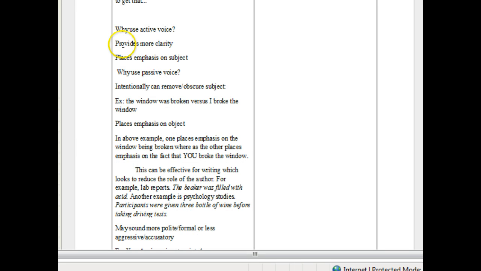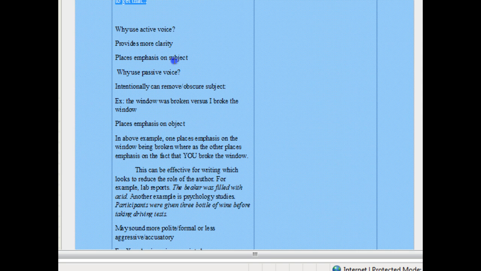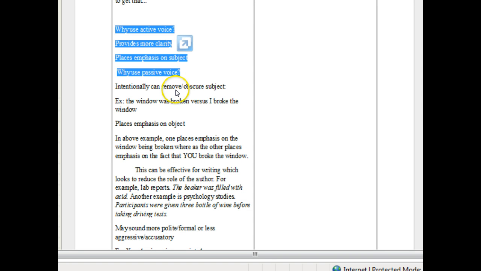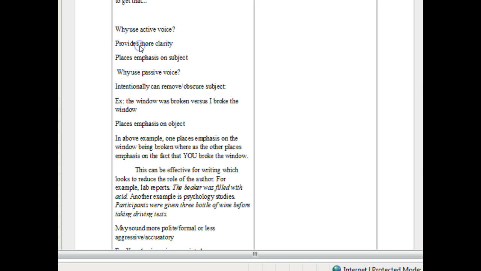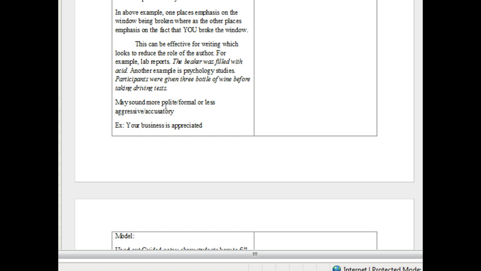All right. So then you have, don't forget to prompt the kids to take notes, right? So why would you use active voice? You say it provides more clarity. Not really sure what that means or if the kids are going to get what that means, so extend that definition for me right here, okay? And then, yes, it can intentionally remove or obscure the subject. The window was broken versus I broke the window. Excellent, okay, good.